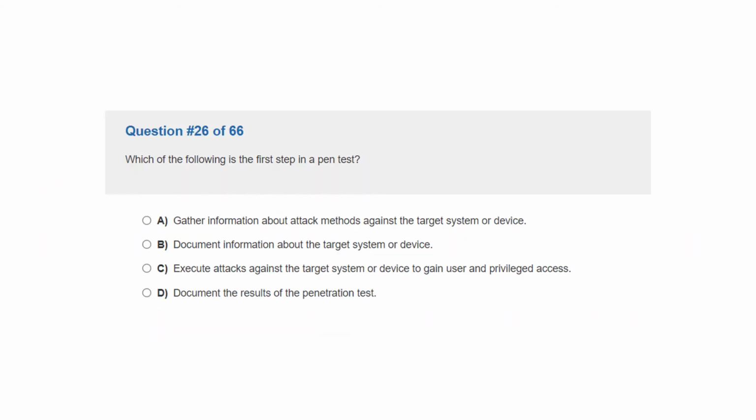Question 26. Which of the following is the first step in a pen test?